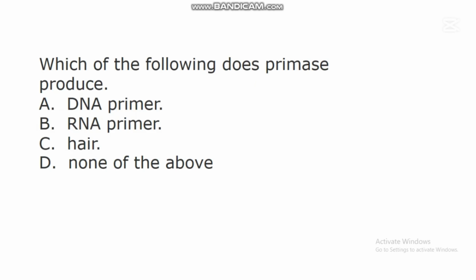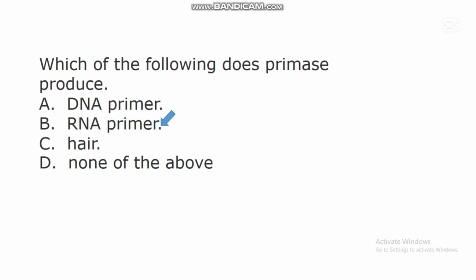The next question says, which of the following does primase produce? A. DNA primer. B. RNA primer. C. Hair. D. None of the above. In this question, the correct answer is B.